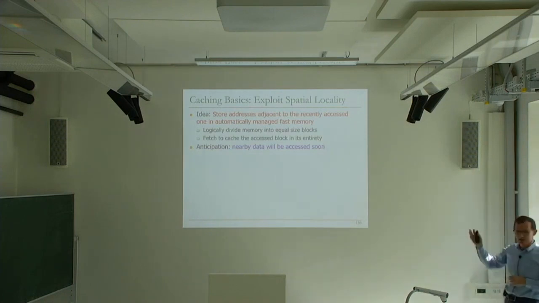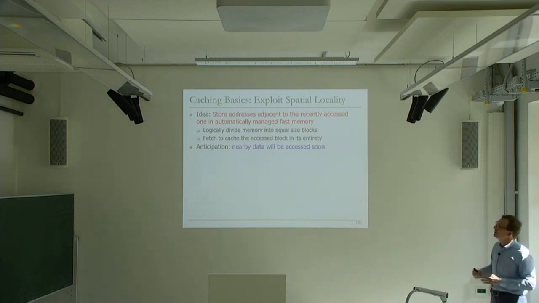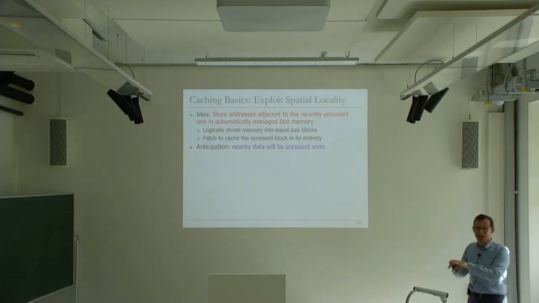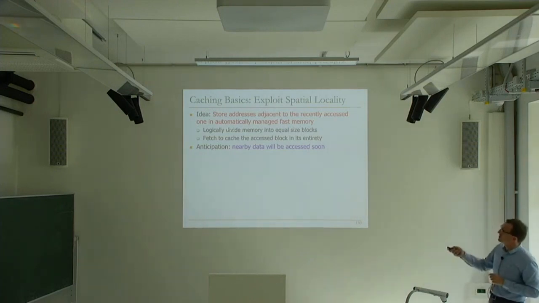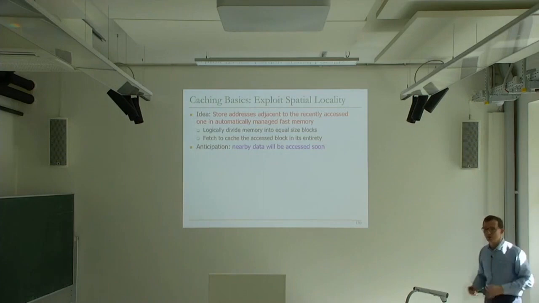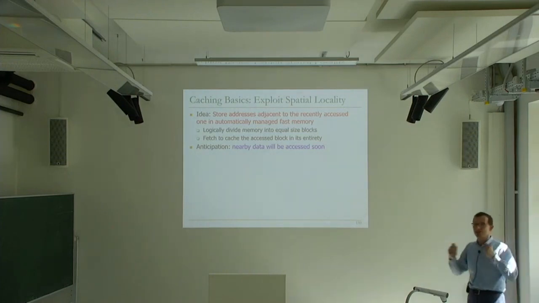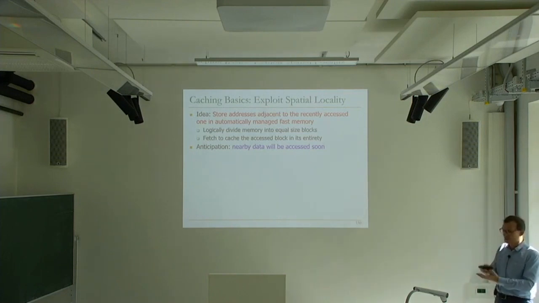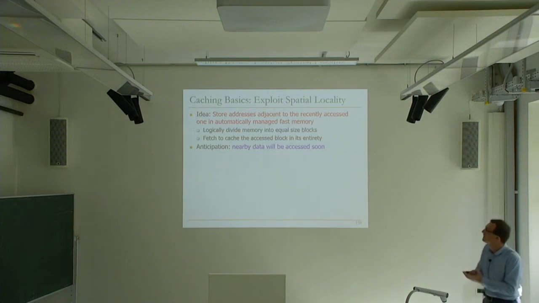Okay, the second principle that caching usually exploits is spatial locality. Basically, we want to store addresses adjacent to the recently accessed one in this fast memory, because we anticipate that addresses around the one that we access are going to be accessed soon. Essentially, we logically divide memory into equal-sized blocks, and we fetch into the cache the accessed block in its entirety. So even though we may access 8 bytes, we fetch 64 bytes, the cache block within which these 8 bytes reside. And the anticipation is that nearby data will be accessed soon.